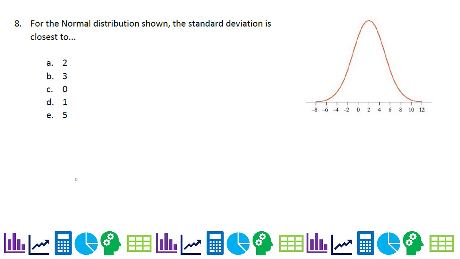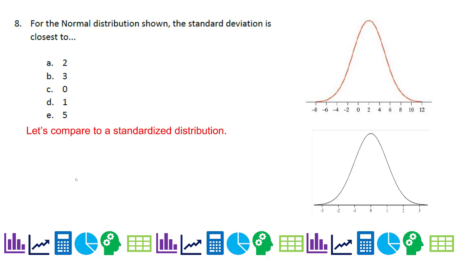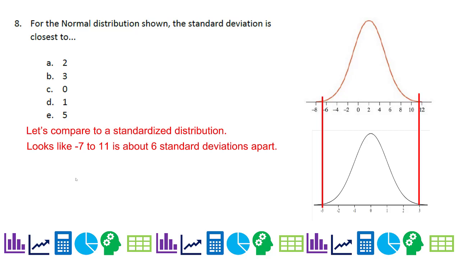For the normal distribution shown, the standard deviation is closest to what? So we're going to compare to the standardized distribution. I went ahead and got on Stapplet and created a little one with -3 to +3. And I lined it up roughly, and I can see that -3 looks like it's at -7, and +3 looks like it's 11, so that's 6 standard deviations apart. The width is 11 minus -7, which is 18.